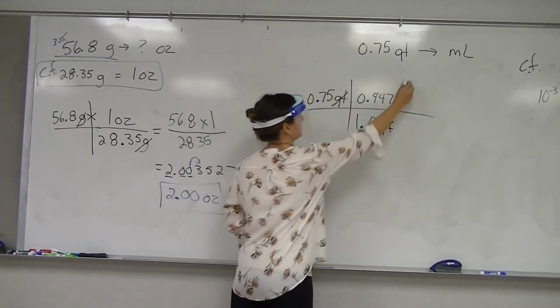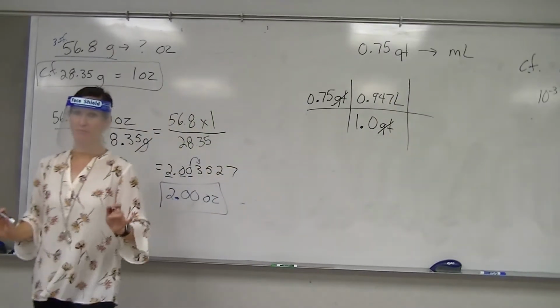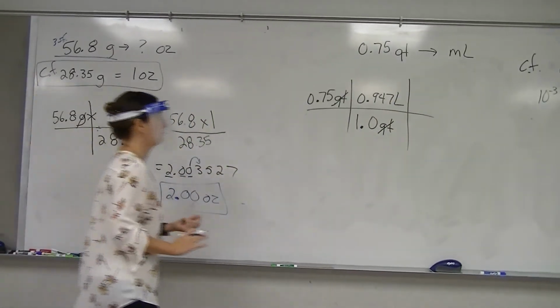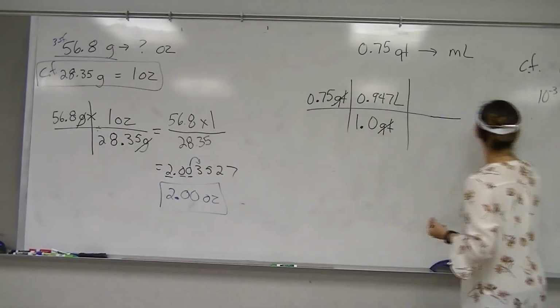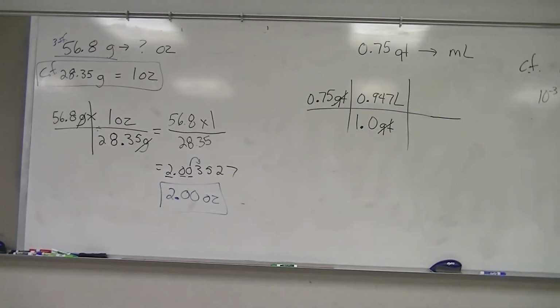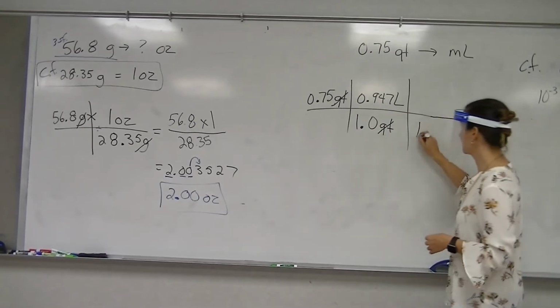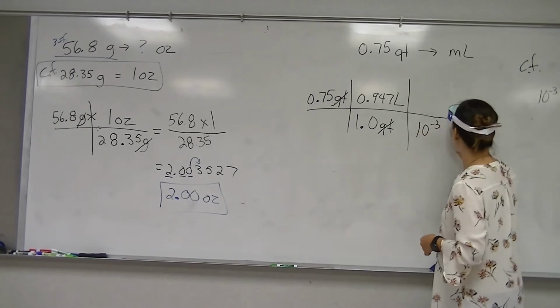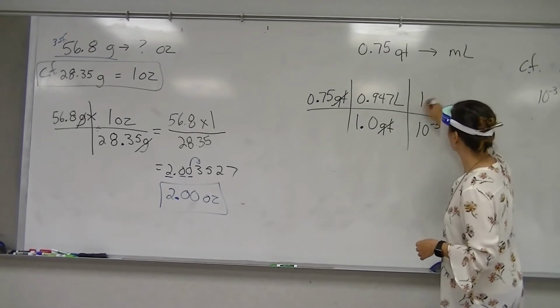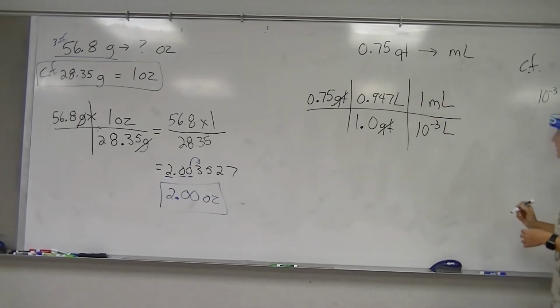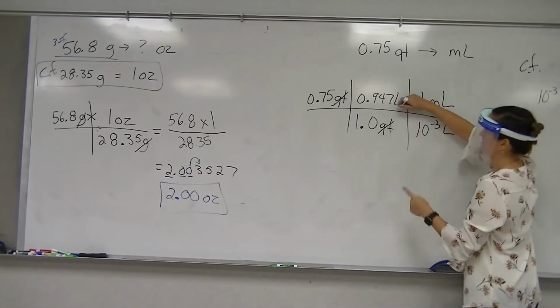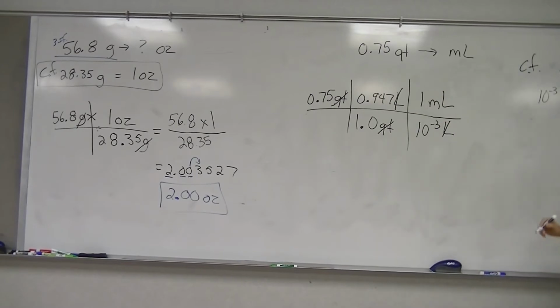Quarts are canceling. If I stopped here, I would be in liters. But I want to keep going. I want to get into milliliters. That's what my next conversion factor is going to do. Do I want the liters on the top or the bottom? Bottom. So that's going to be that 10 to the negative 3 part. And then the 1 mil will go on the top. Opposite sides, the L's cancel. So once I do this calculation, the only units I have left are milliliters, and that's what I want.